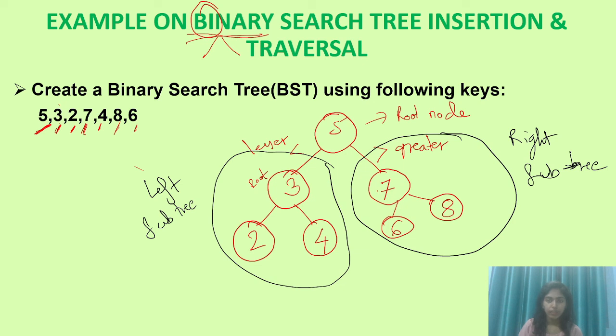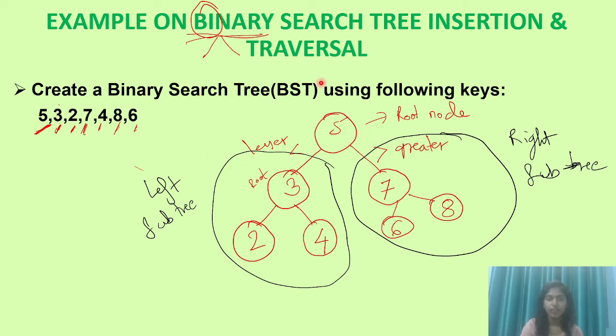Now if you see the left subtree and right subtree, they are on their own forming a binary search tree, because 3 is the root node, the value lesser than 3 is coming on its left and the value greater than 3, that is 4, is coming on its right. Similarly, in the right subtree, the root node is 7, the value lesser than 7, that is 6, is coming on its left, and the value greater than 7, that is 8, is coming on its right. So they are on their own binary search trees, and overall the root node is 5 and all the values lesser than 5 are coming on its left and all the values greater than 5 are coming on its right.